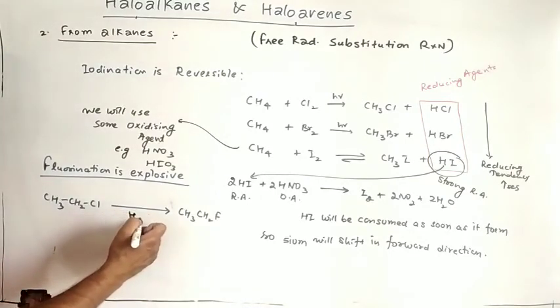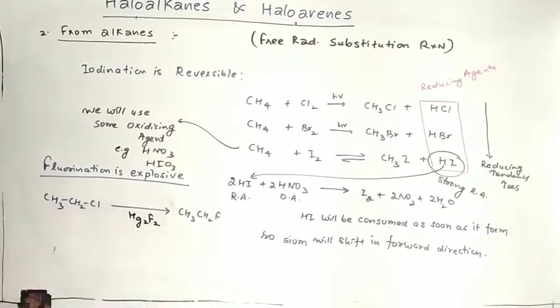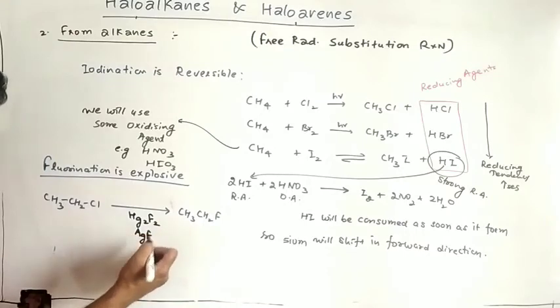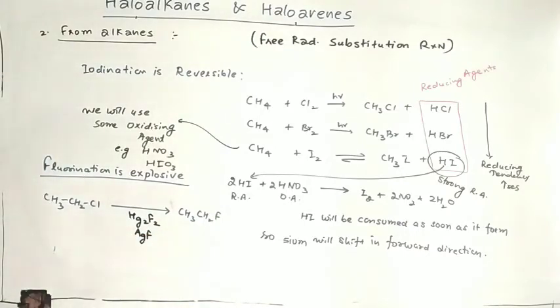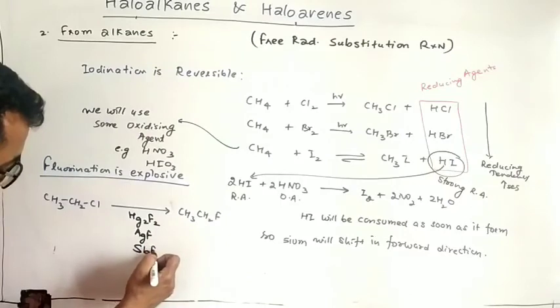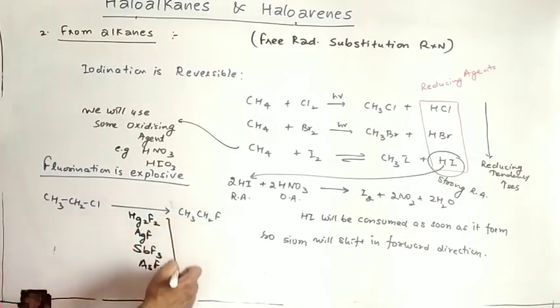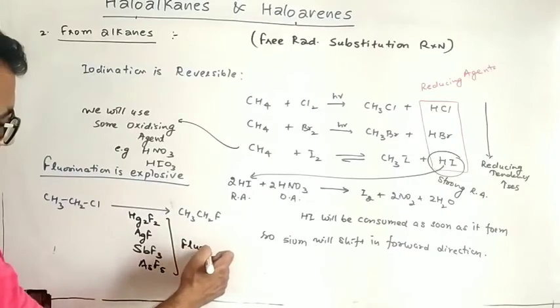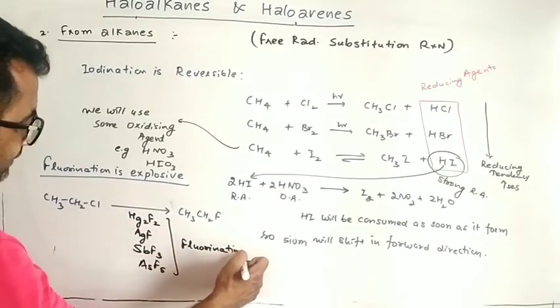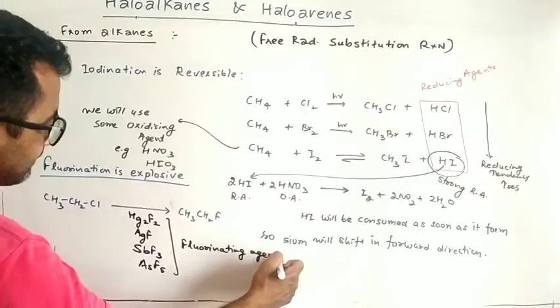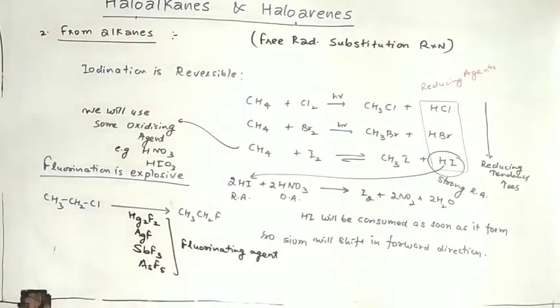You can use here Hg2F2. You can use here silver fluoride. You can use here SbF3, antimony trifluoride, or arsenic pentafluoride. So these are fluorinating agents. And this reaction is called Schwarz reaction.